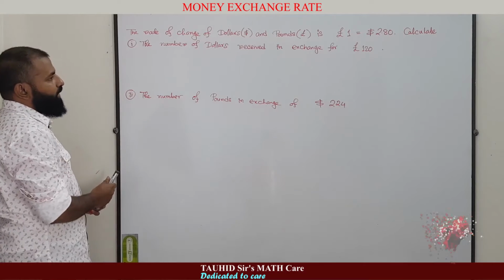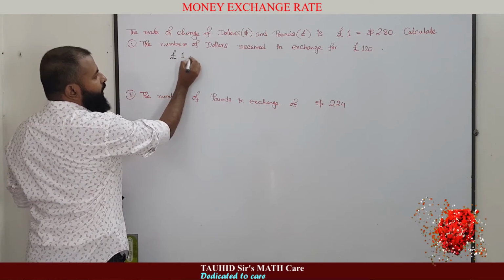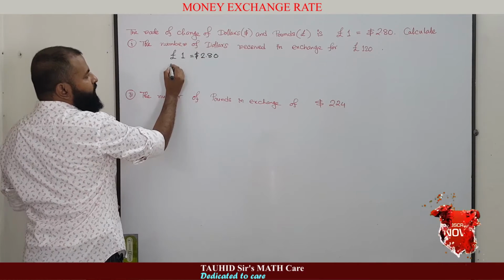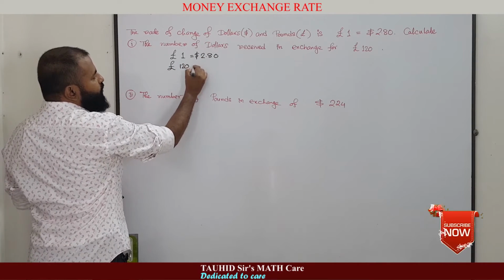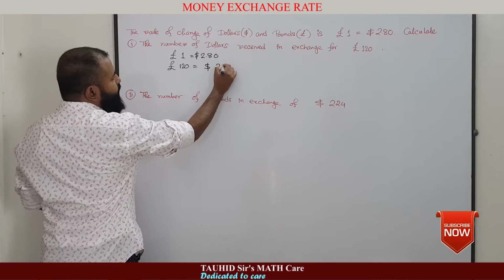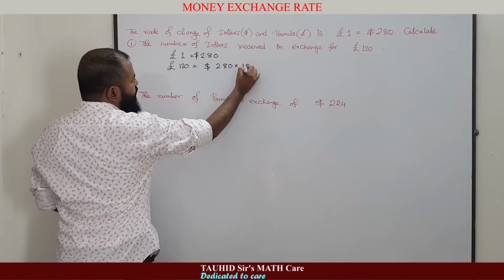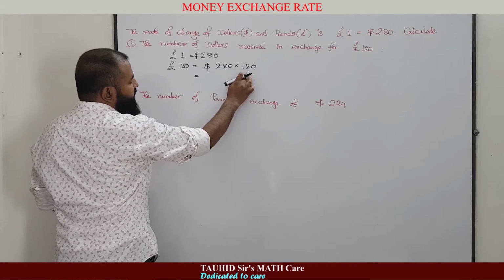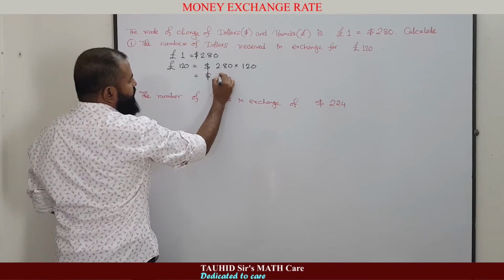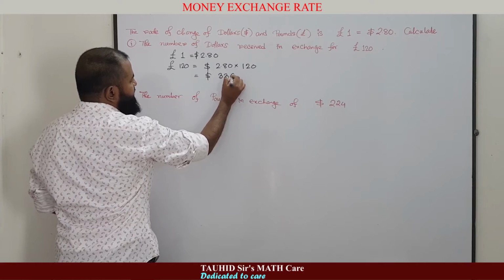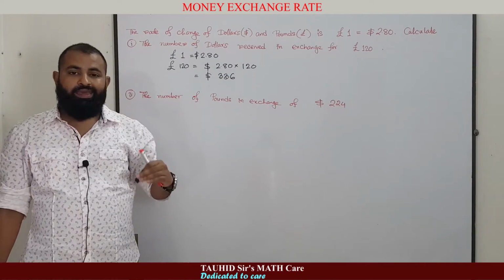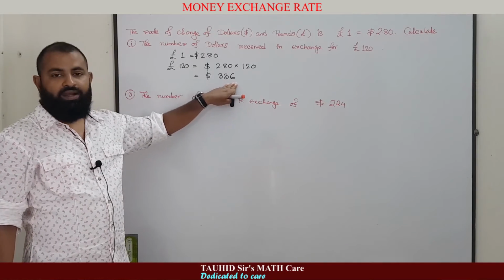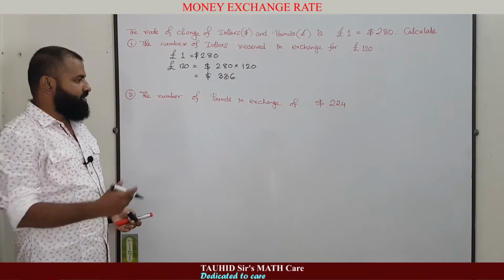So question number 1, we are given that 1 pound means 2.8 US dollar. Therefore 120 pound means 2.80 multiplied by 120 US dollar. If we perform the multiplication, we get the value as 336. Therefore, if I exchange 120 pound, I will get $336.